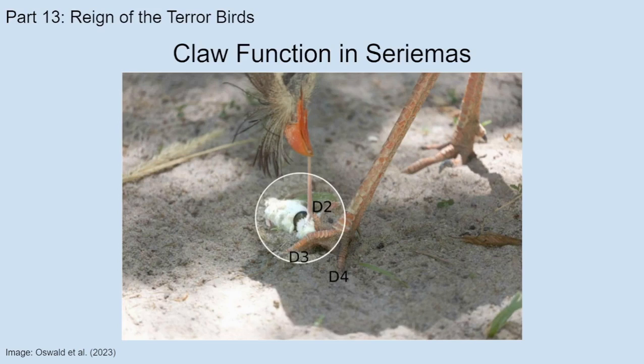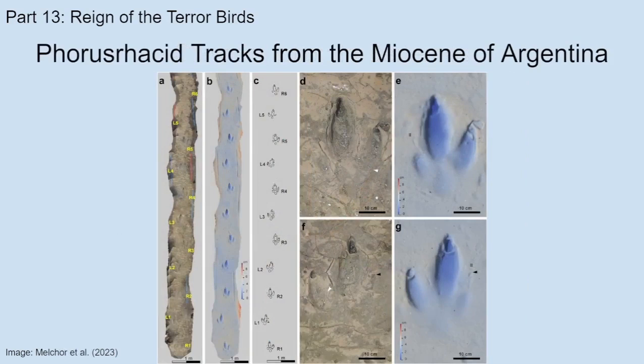And so actually this also relates quite a lot to our next study that we're going to talk about. So we just talked about retractable claws and trackways and such in sariemas. And so the question then comes up, what about terror birds? What about the extinct phorusrhacids, whose closest living relatives are the sariemas? Did they also have this retractable claw on the second toe? Well, our next study kind of gives us an answer to that question.